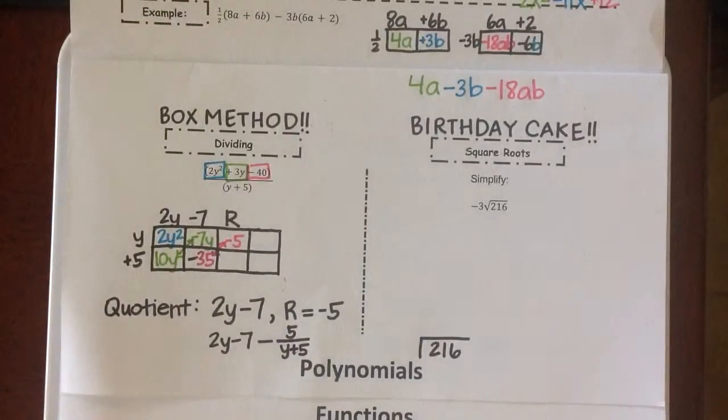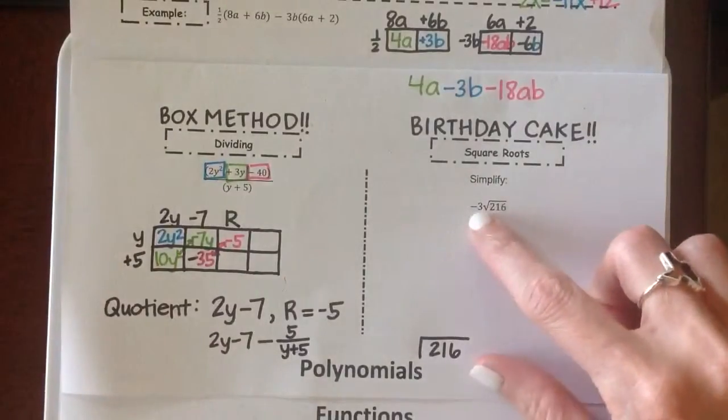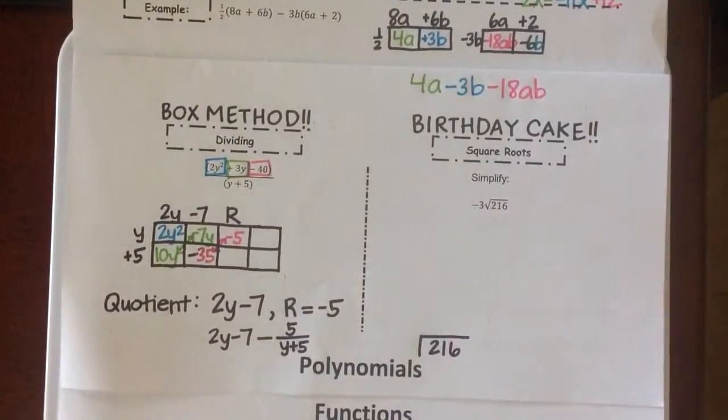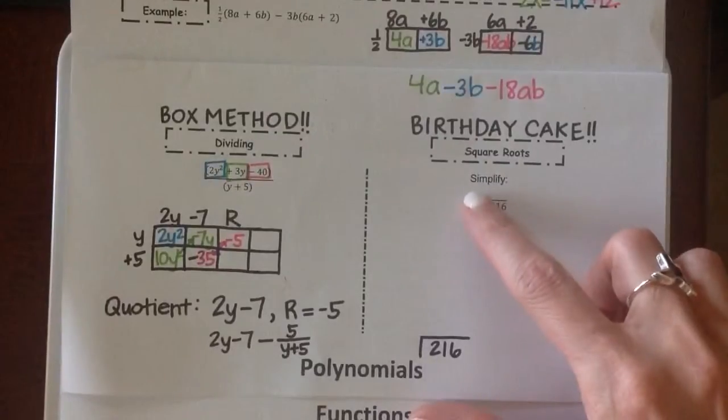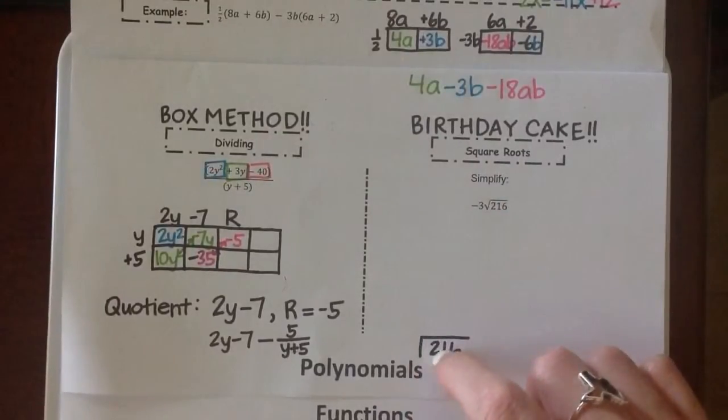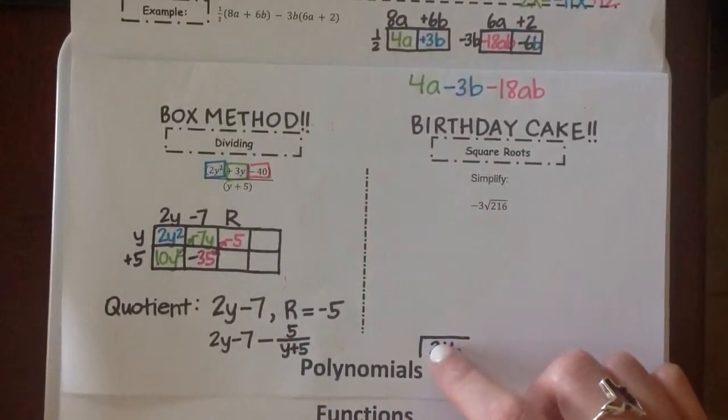Okay, so now we're going to birthday cake and simplify -3 times the square root of 216. So I'm going to start with 216. I'm going to ignore this -3 to begin with. What I want to do is birthday cake 216 because that's what's inside my square root right now.